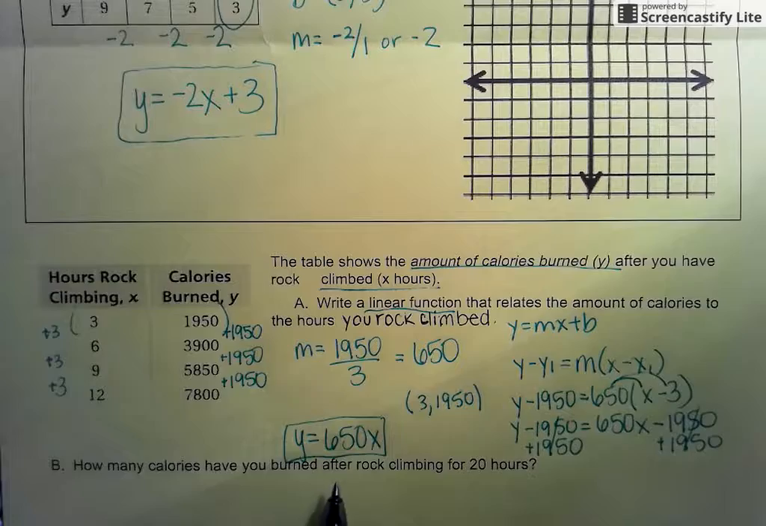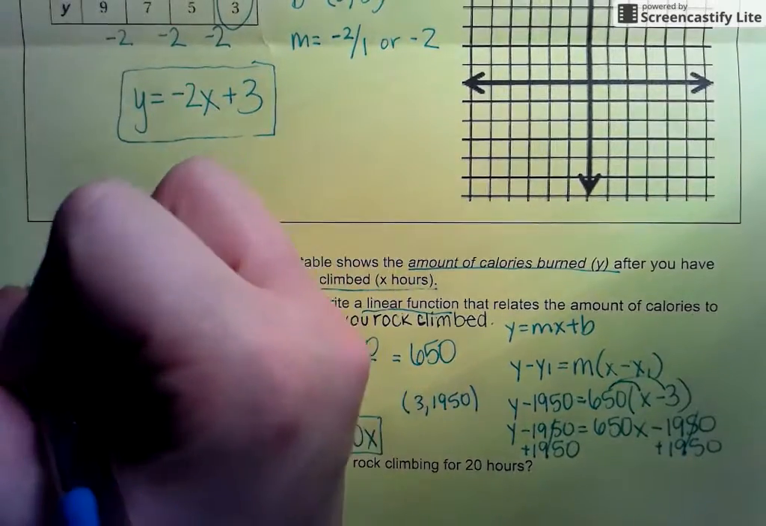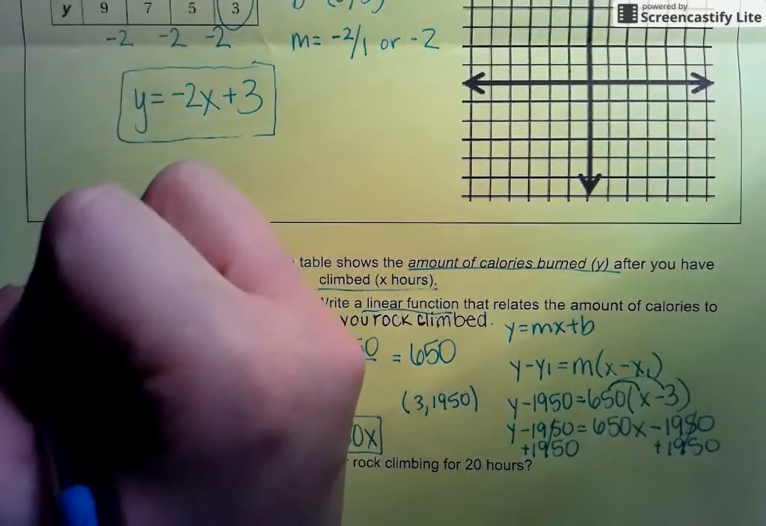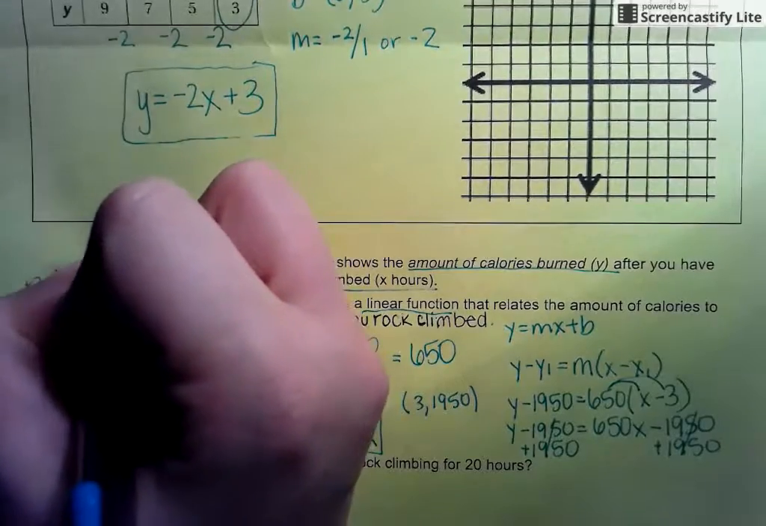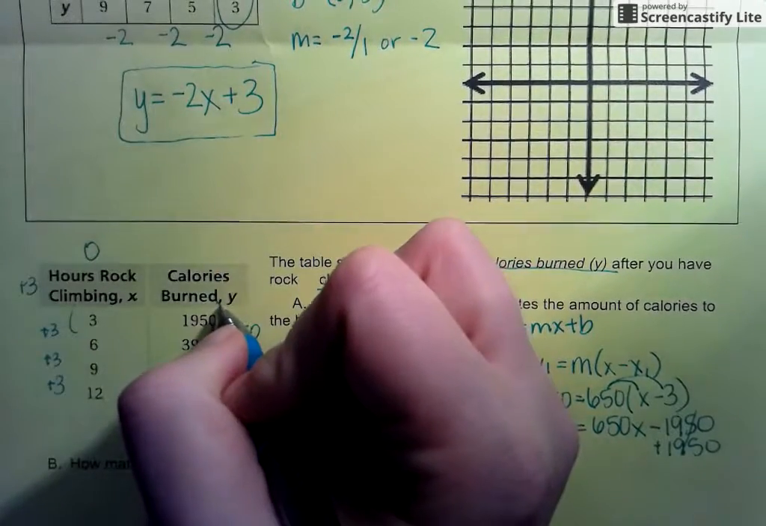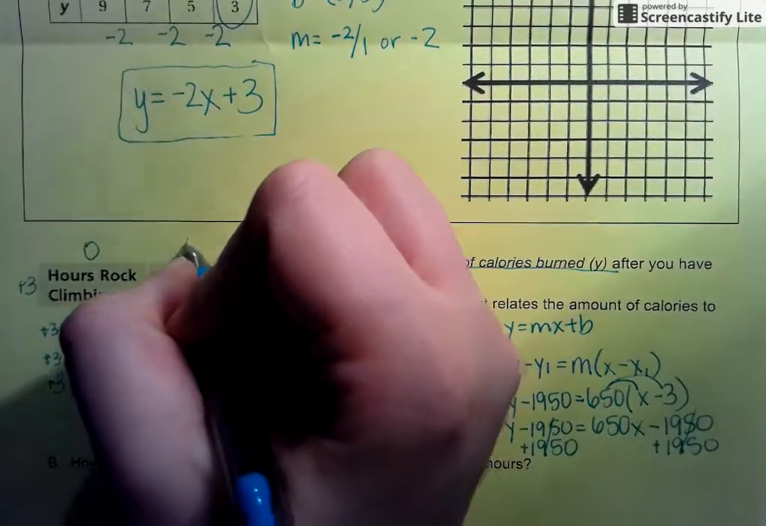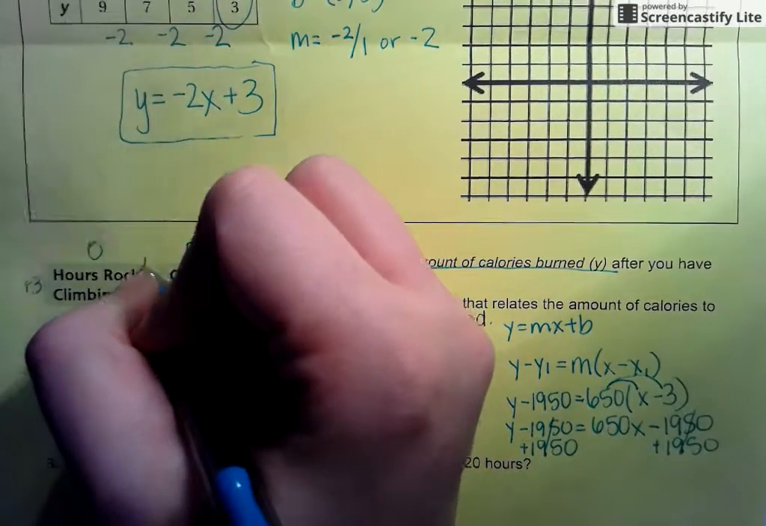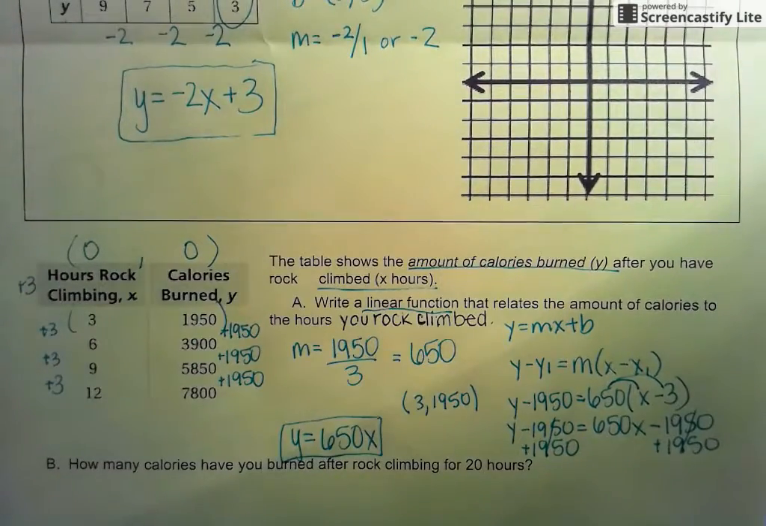You could have also figured that out by looking that if I subtracted 3 or added 3 from my original point, it would have been 0. And if I subtracted 1,950, I would have got 0. So I would have had a point of 0, 0, which is the origin. So that's where mine's going to start.